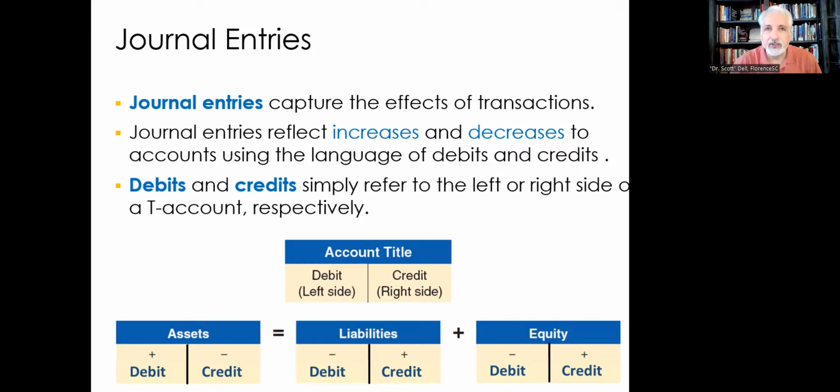And we just know that assets on the left are going to go up. Expenses on the left are going to go up. Liabilities, equity, and revenue, on the right, they're going up, and on the left, they're going down. So that's the big picture on how that fits together.